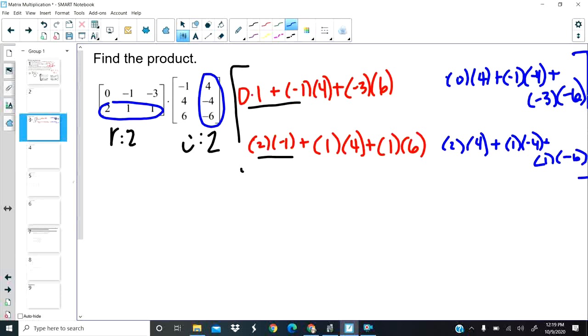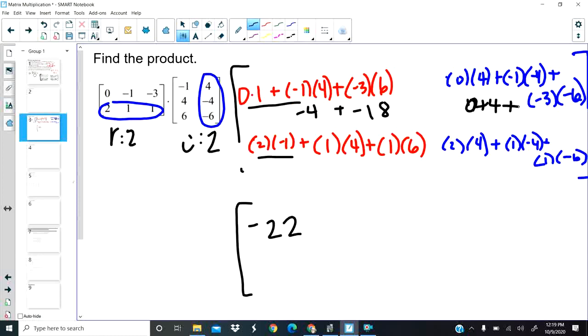And so I just need to simplify all of this now. So for row 1, column 1, I have 0 times 1 is going to be 0, plus -1 times 4 is going to be -4, plus -3 times 6 is going to be -18, and that's going to give me -22. For row 1, column 2, I have 0 times 4 is 0, plus -1 times -4 is going to be 4, plus -3 times -6 is going to be 18. So 4 plus 18 is going to give me 22.